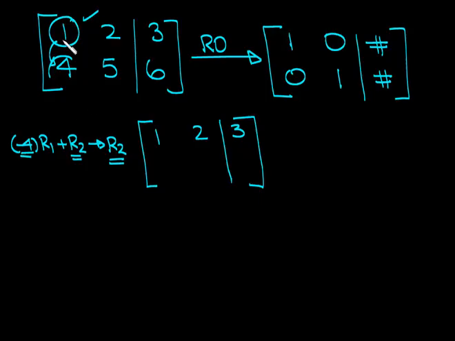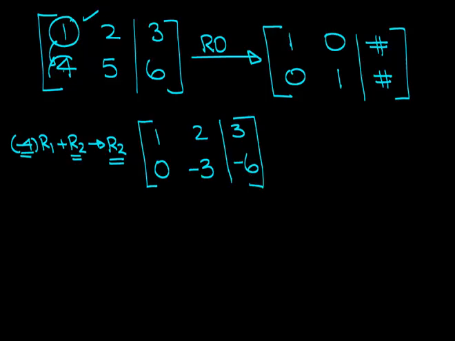So 1 times -4 is -4, plus 4 is 0. 2 times -4 is -8. -8 plus 5 is -3. 3 times -4 is -12. -12 plus 6 is -6. It is very vital that you take your time doing this, because it is so easy to make a mistake that it's important to do it step by step and make sure that you're not going to make any mistakes.